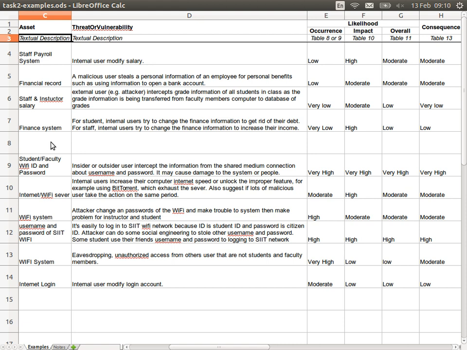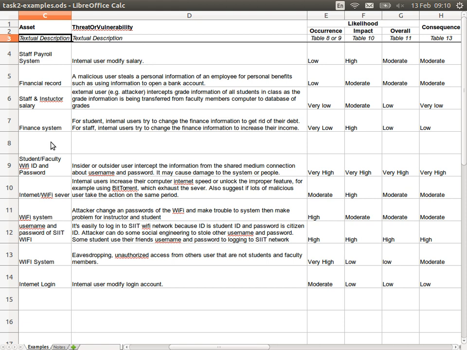And there's a wide range of classifications here. This one ranks things at low. These are high. These are very high. Okay, so people have different ideas of what the value of this information is. So think carefully about, okay, if someone could get your password for internet access at SIT, what damage could they do?